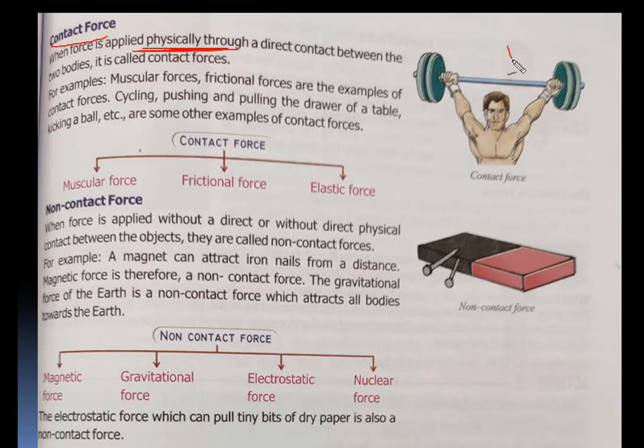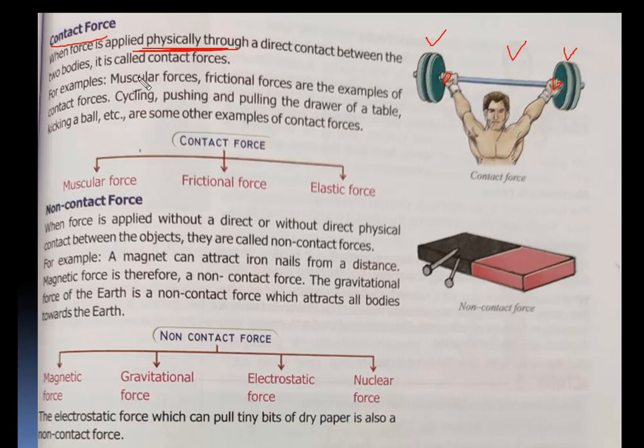Suppose this example: this is a boy. He is holding this, I don't know what they call it. This is an instrument for exercise. So this boy is holding this one. He is applying a force over this instrument, and he is holding it. He is physically keeping it. So this force is known as contact force because there is a contact here.